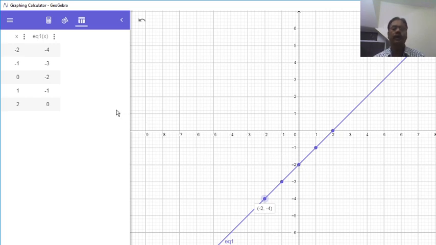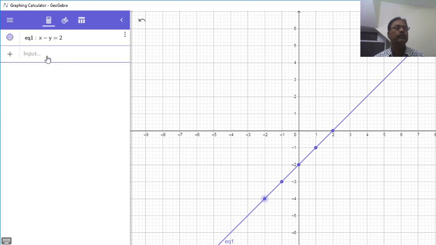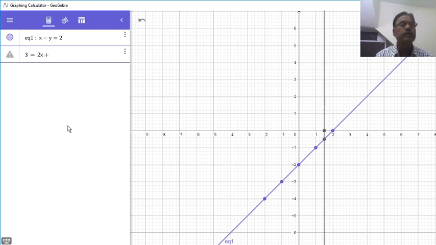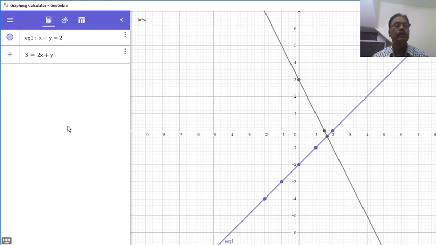Now we are coming to the next equation. Let us put in the next equation. The next equation was 3 equal to 2x plus y. So let us see, I am writing here 3 is equal to 2x plus y. So we are getting another graph here. Let us see, this is the graph of this equation, 3 equal to 2x plus y.